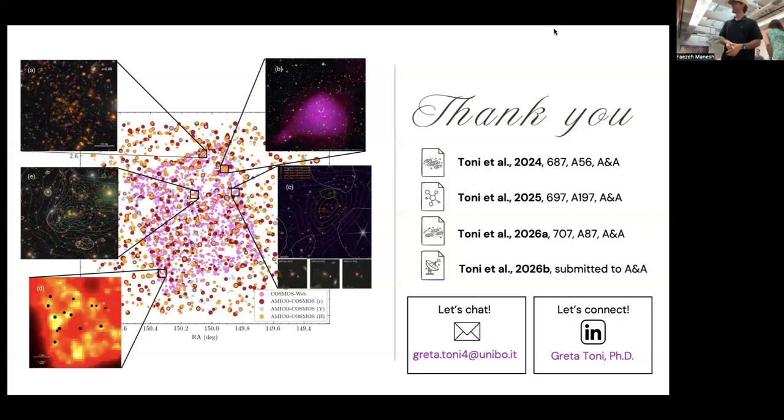Hi, thank you for the great talk. So I have a quick question about the AMICO algorithm. You said you don't use the spectroscopic redshift and also color. And you use galaxy positions and magnitude and photometric redshift to detect clusters, right?